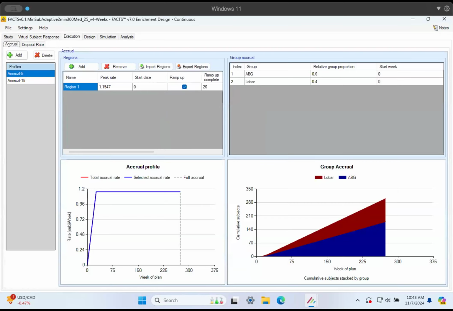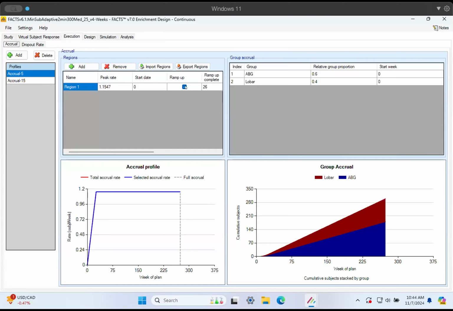Okay, the execution tab, this is where we specify accrual. I've labeled them accrual 5 and accrual 15 because we talk about having 5 patients per month and 15 patients per month, but FACTS does not work in months, FACTS works in weeks. So we need to make sure that everything we put in is in weeks, even though it might be nice to think about it with the labels as months. So what you see here is the peak rate is 1.1547 patients per week. That's the equivalent of 5 per month.